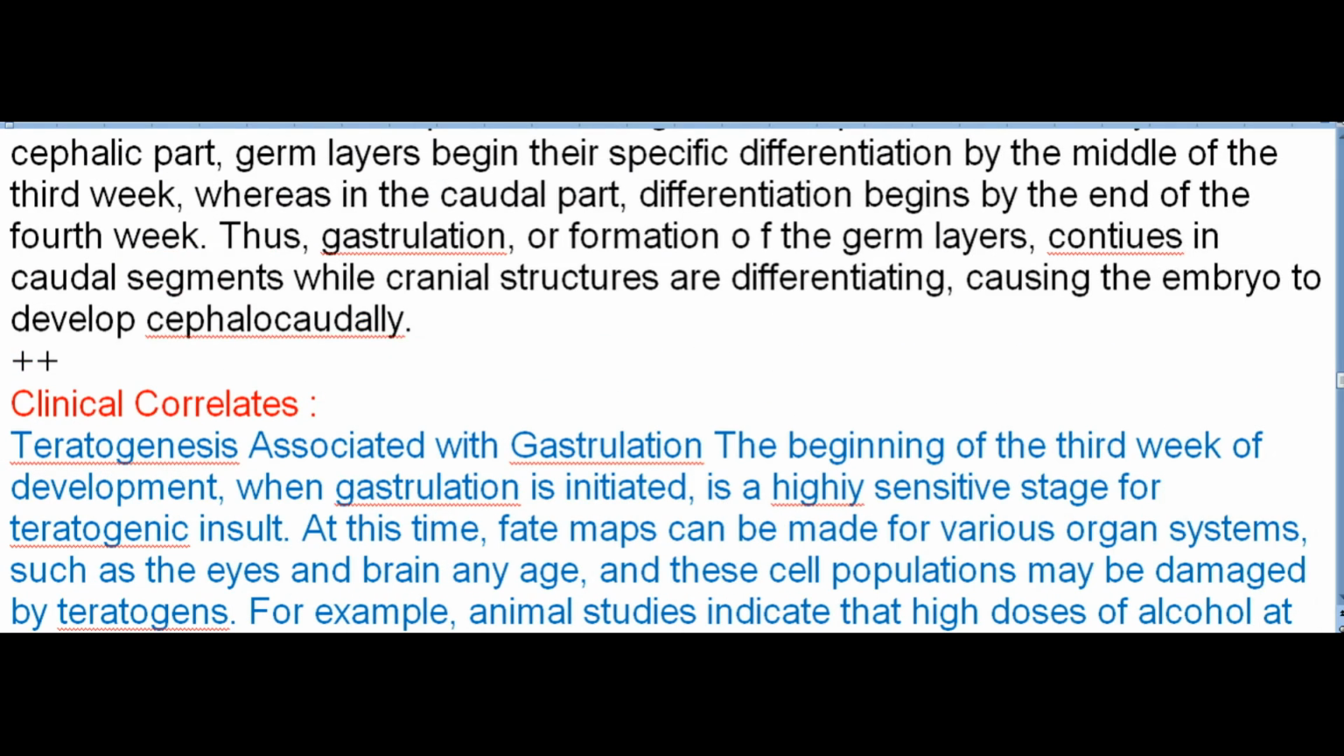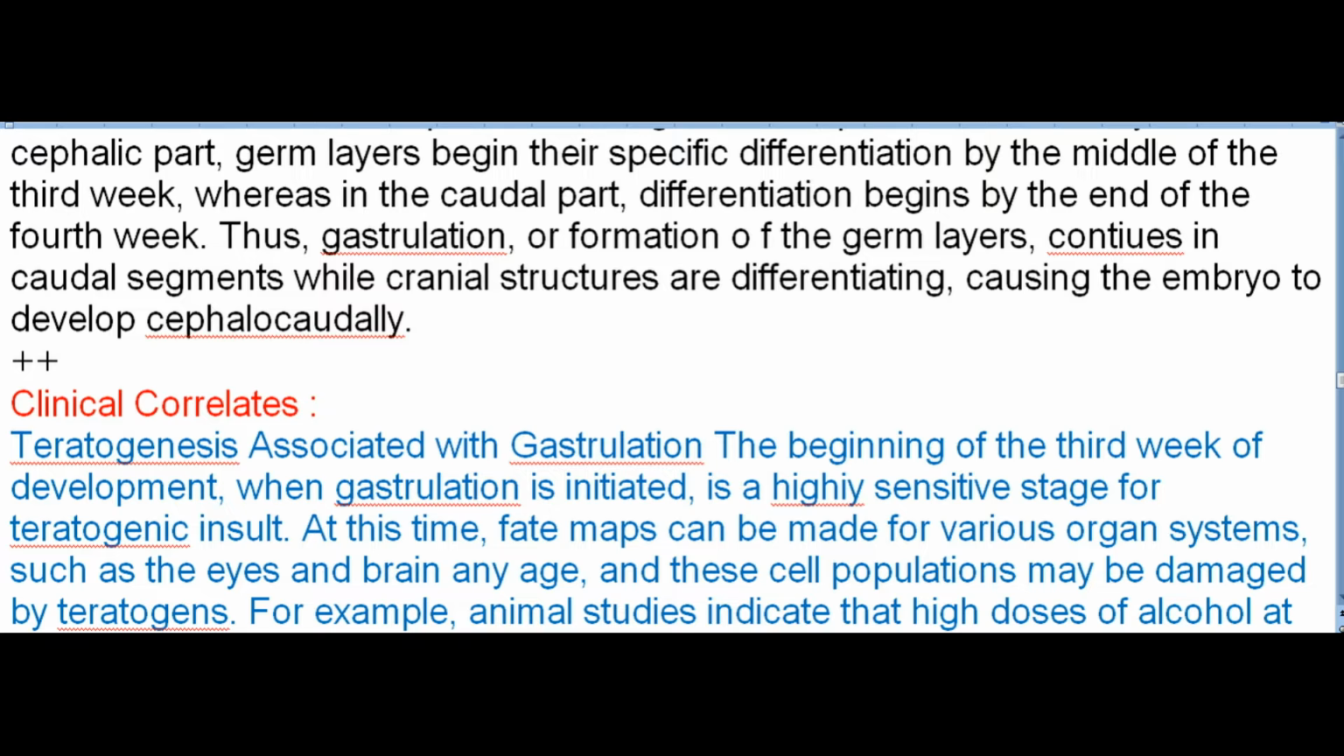In the cephalic part, germ layers begin their specific differentiation by the middle of the third week, whereas in the caudal part, differentiation begins by the end of the fourth week. Thus, gastrulation, or formation of the germ layers, continues in caudal segments while cranial structures are differentiating, causing the embryo to develop cephalocaudally.